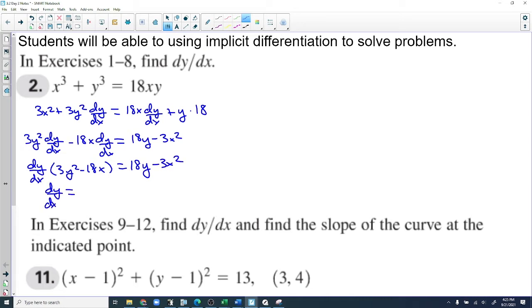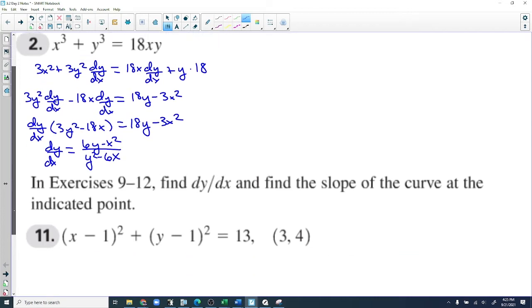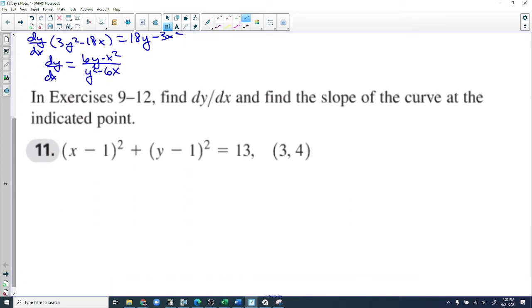So when we divide, we can factor a 3 out of the top and a 3 out of the bottom, and then cancel those 3's. Exercise 9 through 12, find dy/dx and find the slope of the curve at the indicated point. So we have the power rule, reduce the power by 1. Here we have 2 times y minus 1 to the first power, and that's equal to 0.